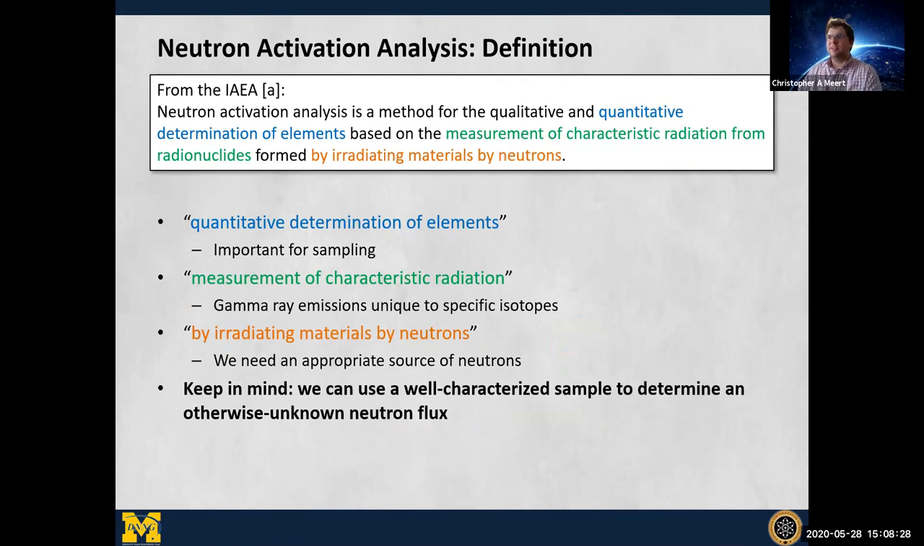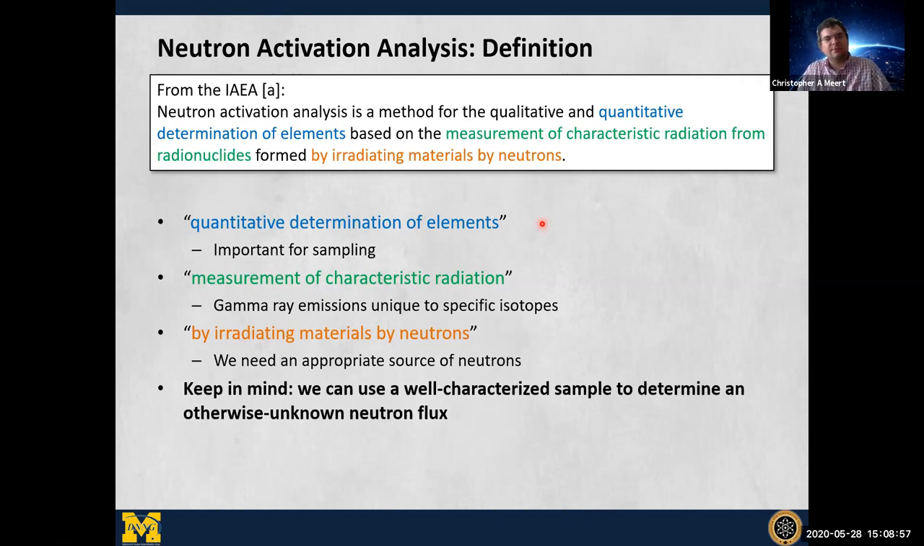For example, in the blue, I said quantitative determination of elements. So this is about analyzing samples of maybe unknown elements, unknown isotopes, and we want to know what is inside that sample. In green, I said measurement of characteristic radiation. Again, that ties back to those gamma rays that are very specific to the isotopes that create them or emit them. In orange, I said irradiating materials by neutrons, just to signal that we need to induce these reactions using a suitable neutron source.